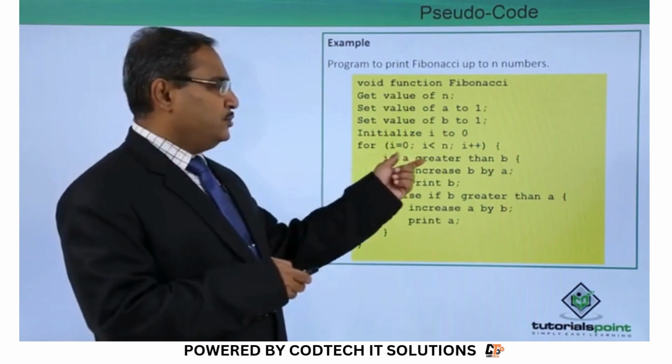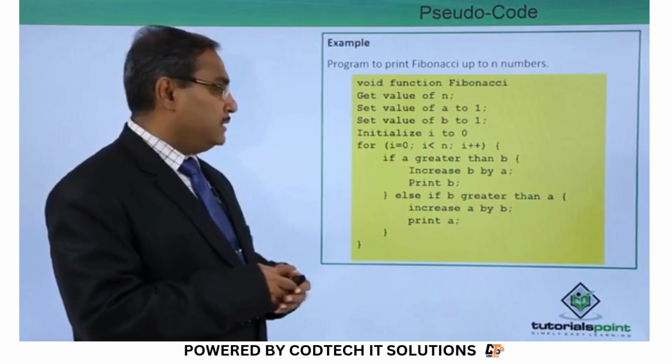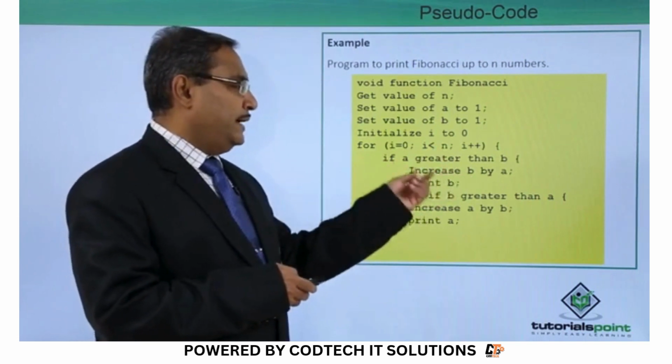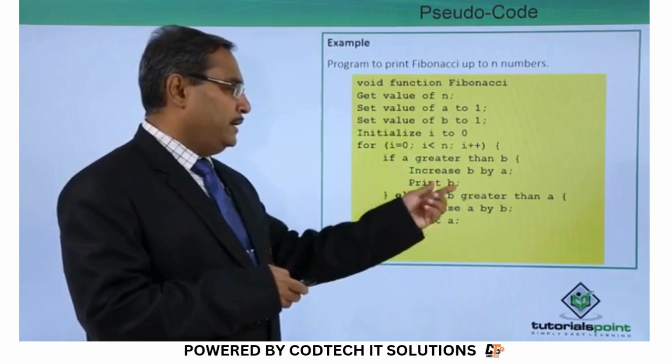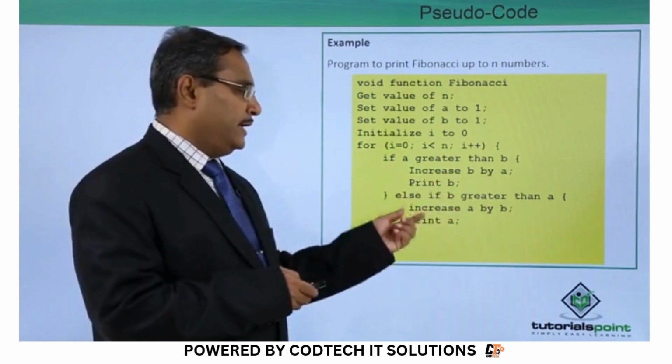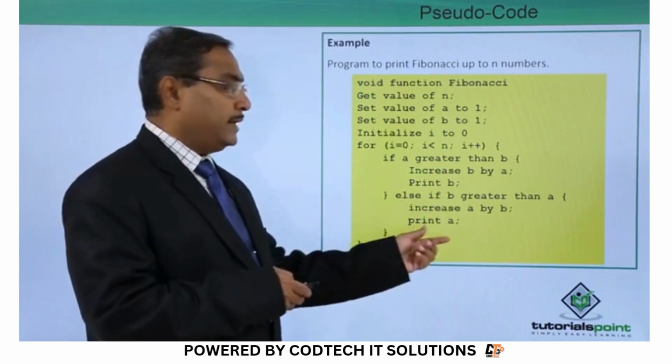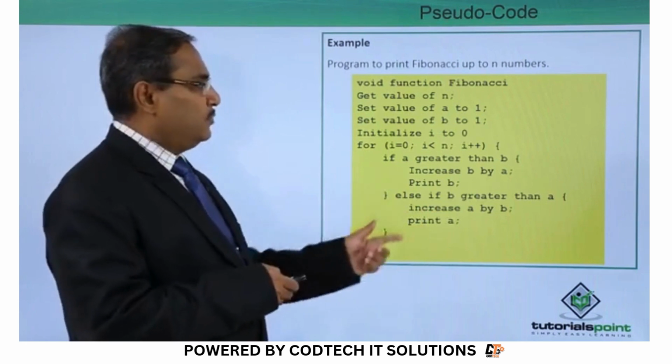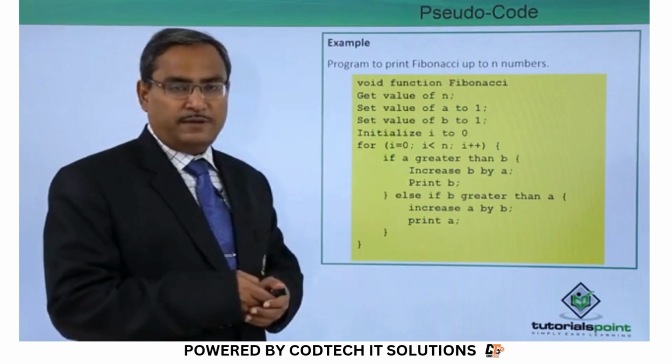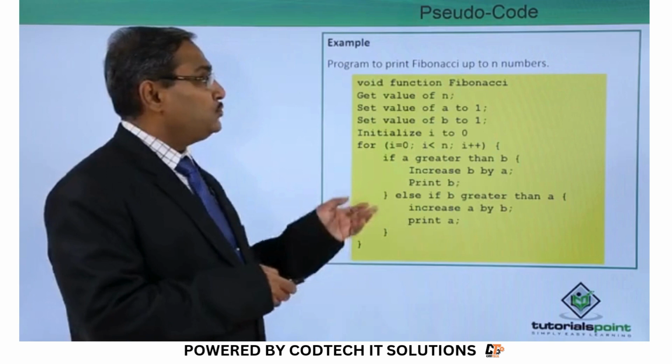For i equal to 0, i less than n, i plus plus: if a greater than b, increase b by a and print b. If b is greater than a, increase a by b and print a. So in this way, we are trying to print the respective Fibonacci numbers through this pseudocode.